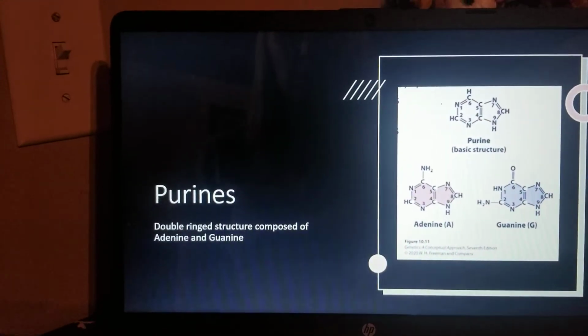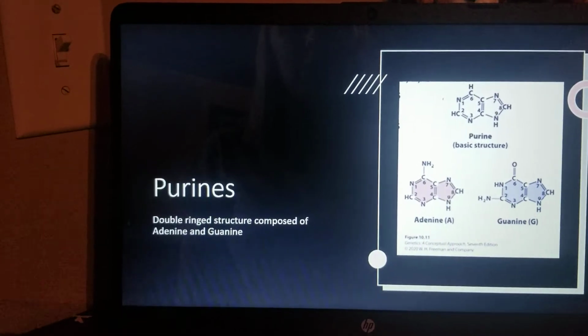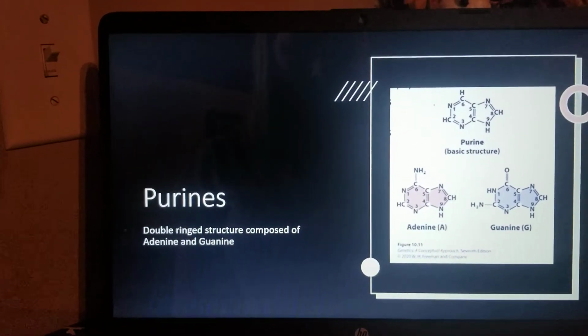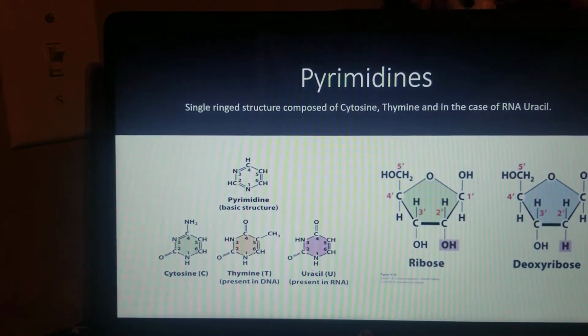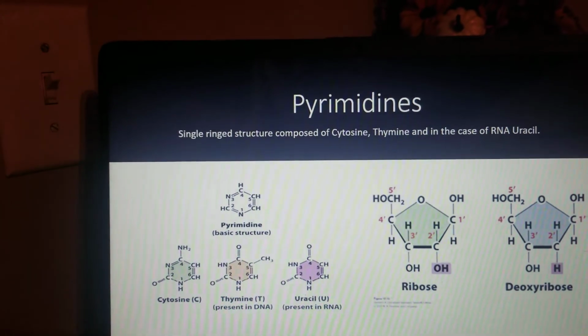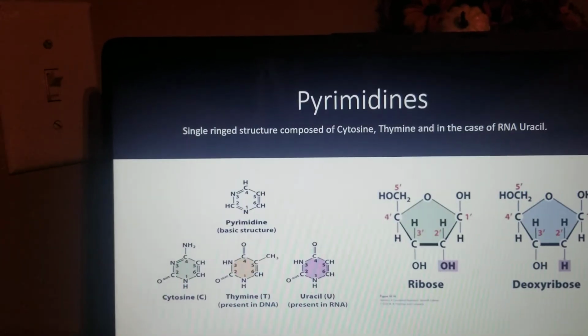Purines are a double ring structure composed of adenine and guanine. As you can see on your right, adenine and guanine match the two-ring structure. Pyrimidines is a single ring structure composed of cytosine, thymine, and in the case of RNA, uracil.